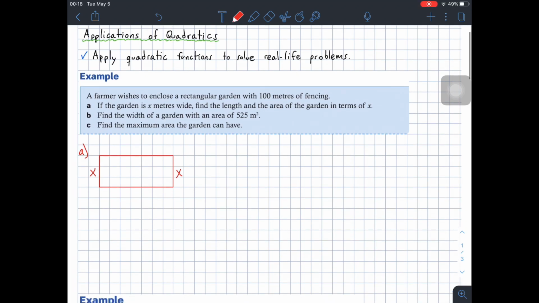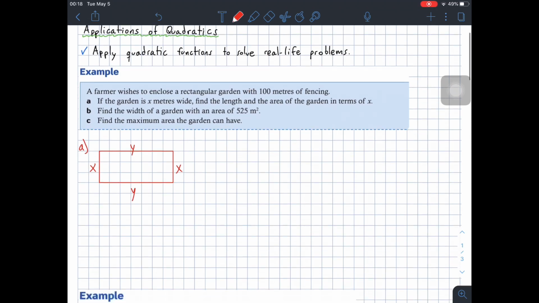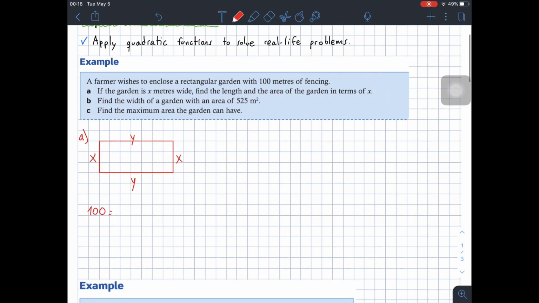So we're gonna call the length, we can call it y, okay? Y and y. So we know that if you're gonna use all the 100 meters of fencing, 100 would be the perimeter of this rectangle over here. So we can write this as 100 equals the perimeter, which is the addition of all the sides, which is y plus x plus y plus x, right? So this is the same as saying 2y plus 2x.